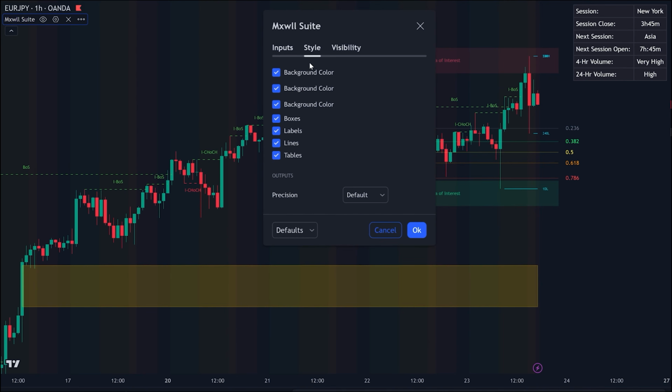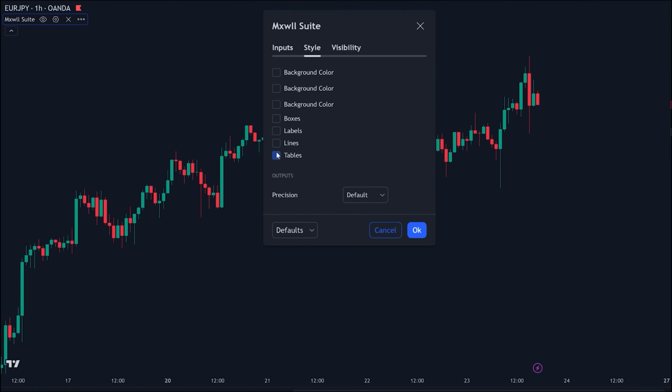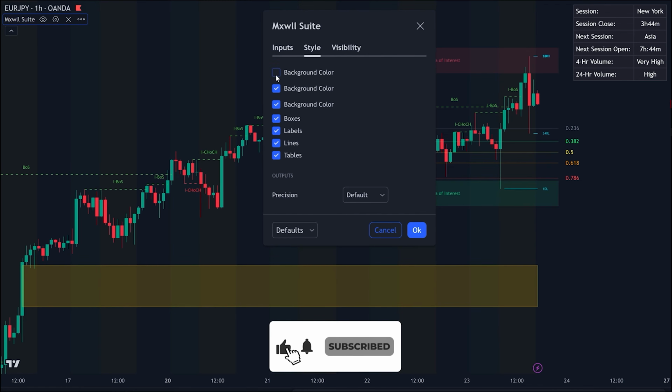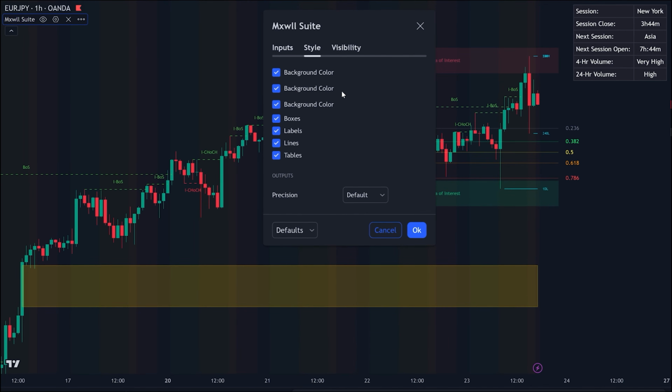Additionally, the Style section includes options for background color, boxes, labels, lines, and tables. Enabling or disabling these will affect how these elements appear on the chart. For this video, we're going to use the default settings. Next, we're going to explore how we can use the Maxwell Price Action Suite indicator in our trade.